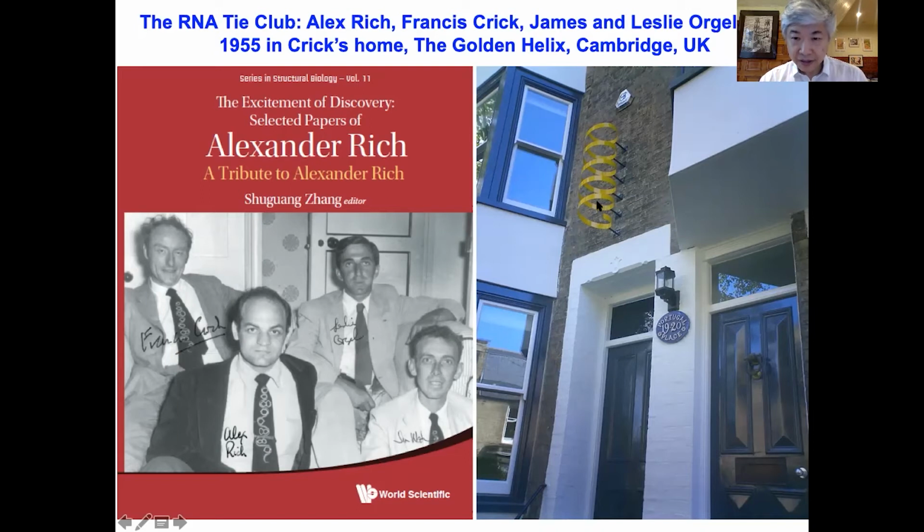This slide shows an alpha helix. It's a protein alpha helix, not the DNA double helix, hanging on top of the house of Francis Crick's home in Cambridge, England, at 19 Portugal Place.